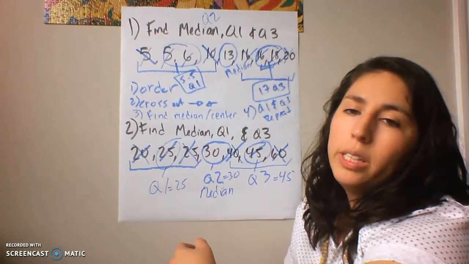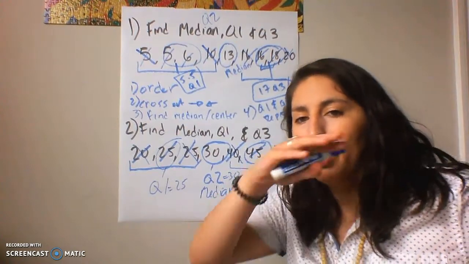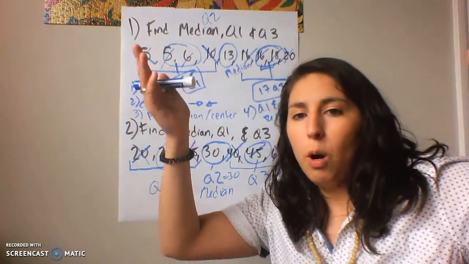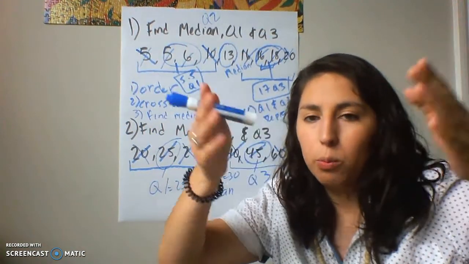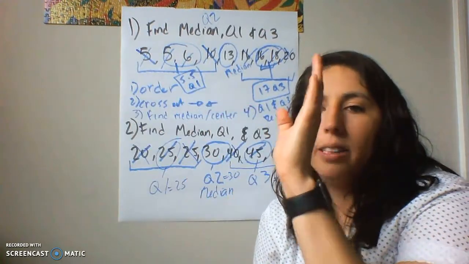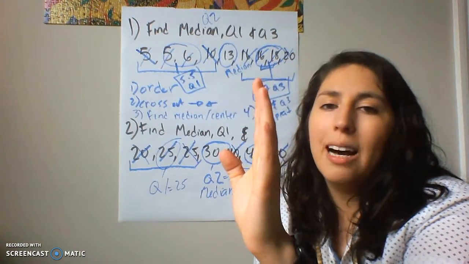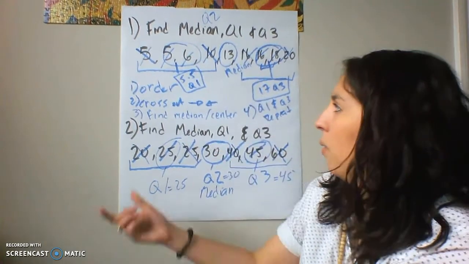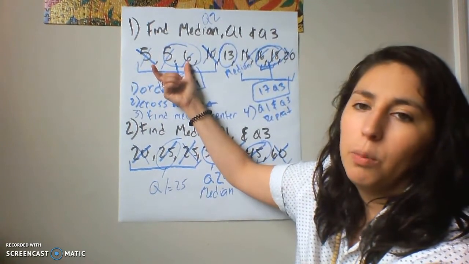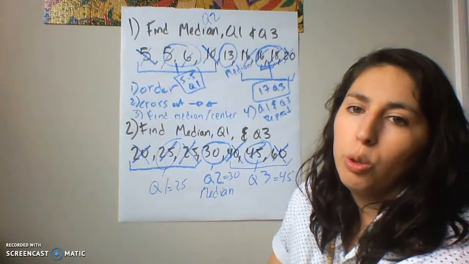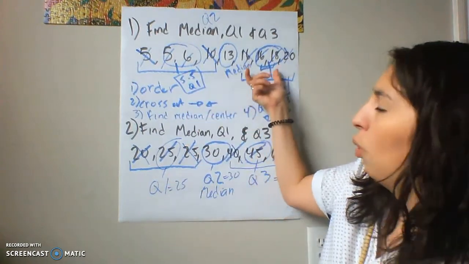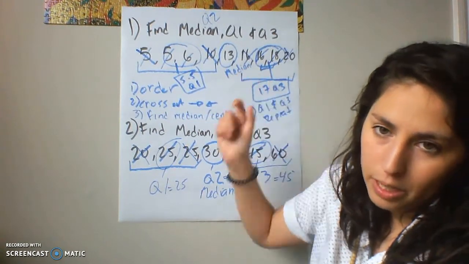Okay, so to recap, it's the same process over and over again. Put the numbers in order. Cross them off one by one, working from the outside in to find the median. For quartile 1 or Q1, you do the same process, but only with the numbers that come before the median. For Q3, same process, just only with the numbers that come after the median. And you're done.